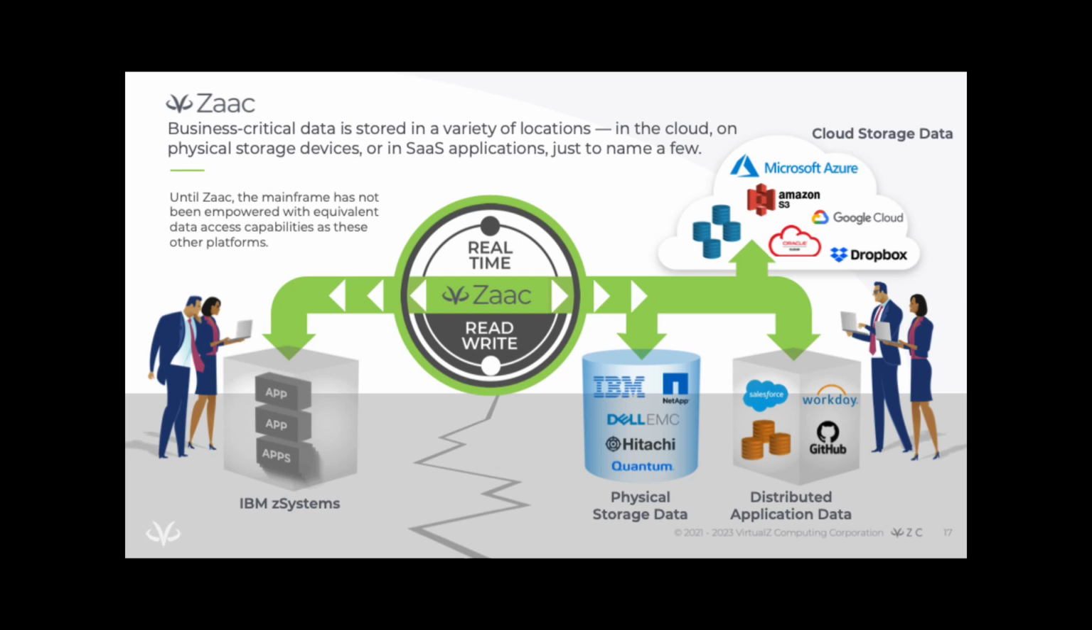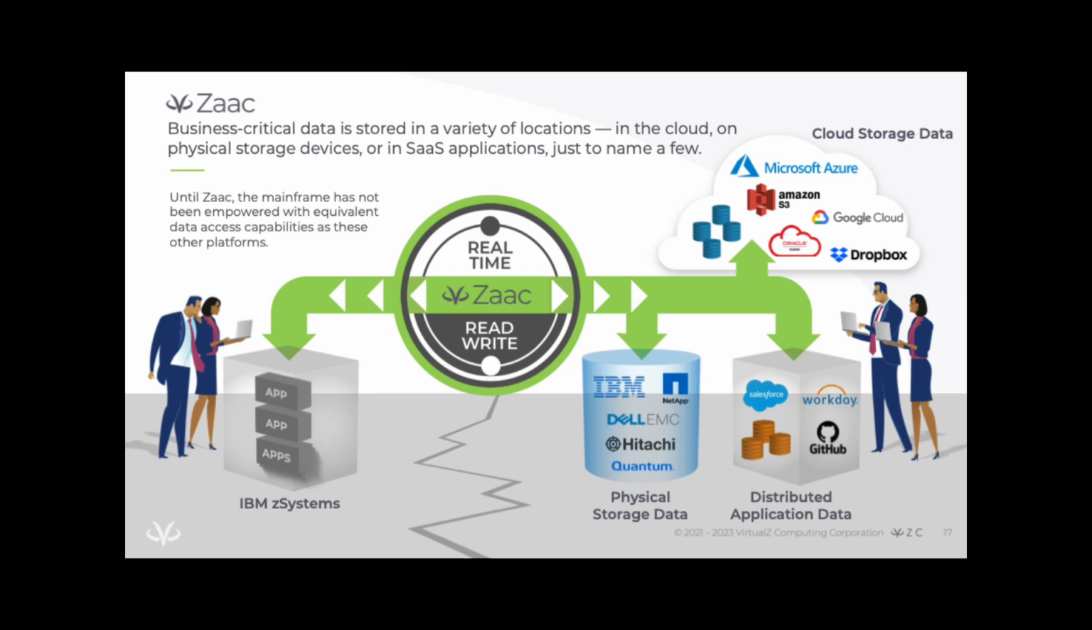And in today's world, data exists everywhere. It could be in Azure cloud, it could be in the Amazon cloud, it could be in Google, Dropbox, any number of places. Zaac is software that allows any application on the mainframe to access any of those data sources as though they were just more local data. So it unlocks the ability for mainframe applications to process data no matter where it is, and there are really important cost savings, performance, and all sorts of other benefits to doing this.